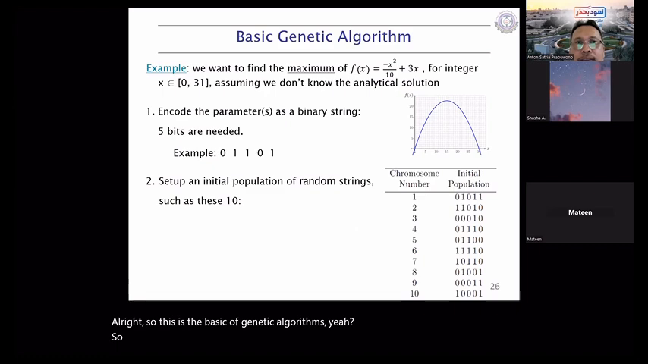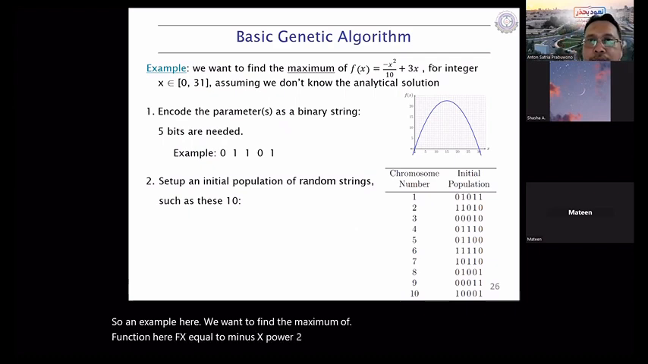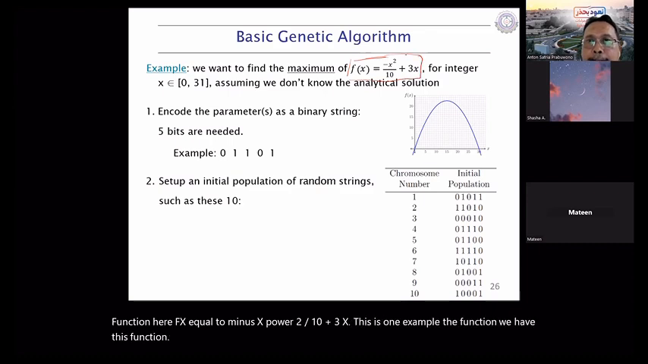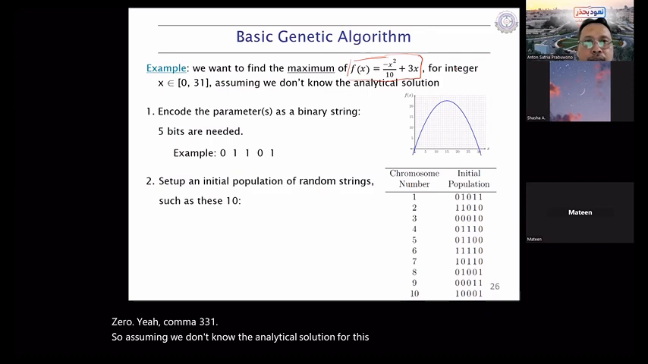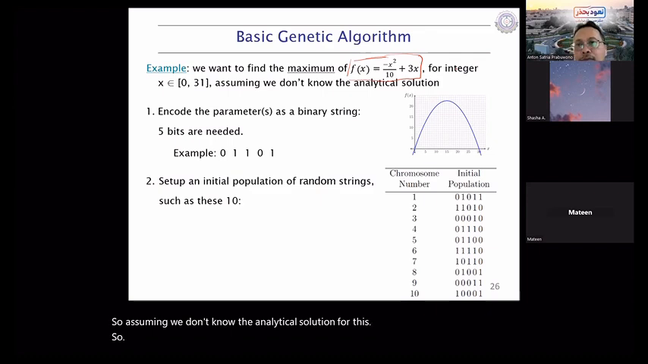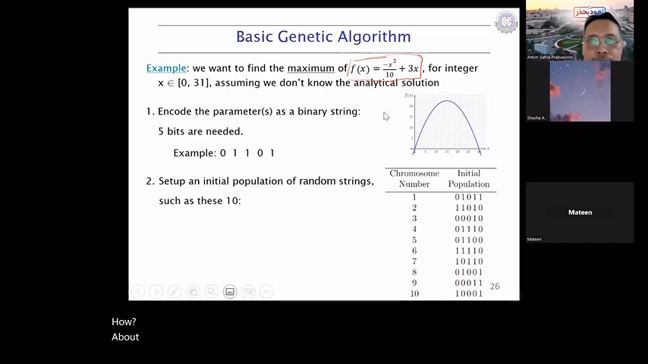So, an example here: we want to find the maximum of the function f(x) = -x^2/10 + 3x, for integer x in the range 0 to 31. Assuming we don't know the analytical solution for this, what are the steps to find this solution?